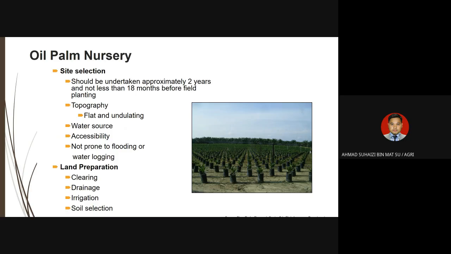We utilize the sprinkler, but with modern agriculture technology right now we are utilizing drip irrigation, pen drip. You already learned about irrigation. With pen drip, we are able to optimize the usage of resources, especially water and fertilizer, and of course you can expect maximized growth of the seedlings. For seedling site preparation, you need clearing, drainage, irrigation, and soil selection.